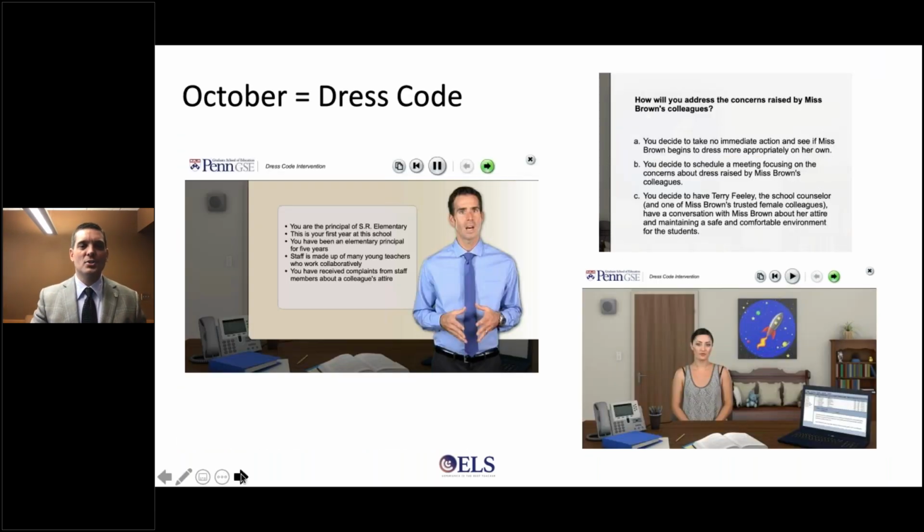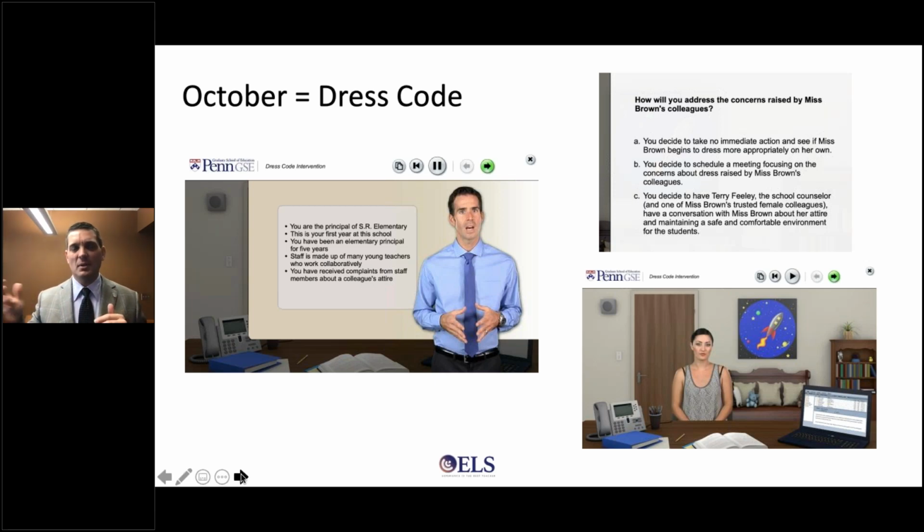In October, I would choose the dress code simulation. This simulation takes between 30 minutes and an hour, depending on how deep you go at the discussion points. And you're a principal in this simulation. It's your first year at this school, and you've been an elementary principal for 5 years. So you have a young staff, and what happens is you start hearing complaints about Jen Brown. Now, Jen Brown's in the bottom right-hand corner.